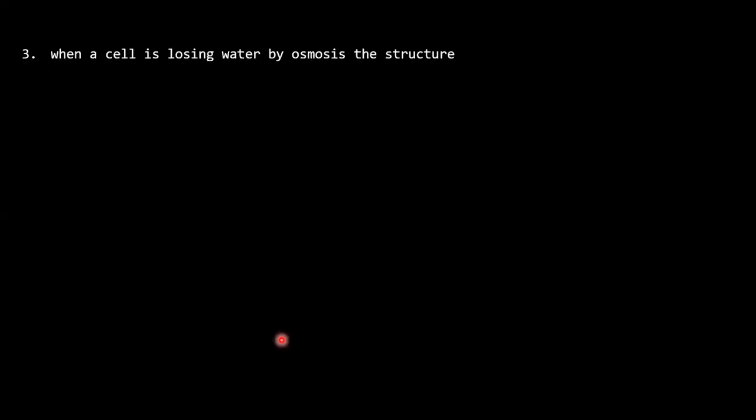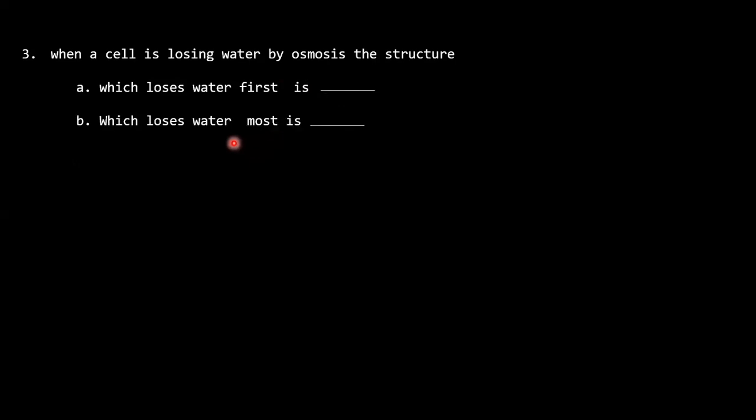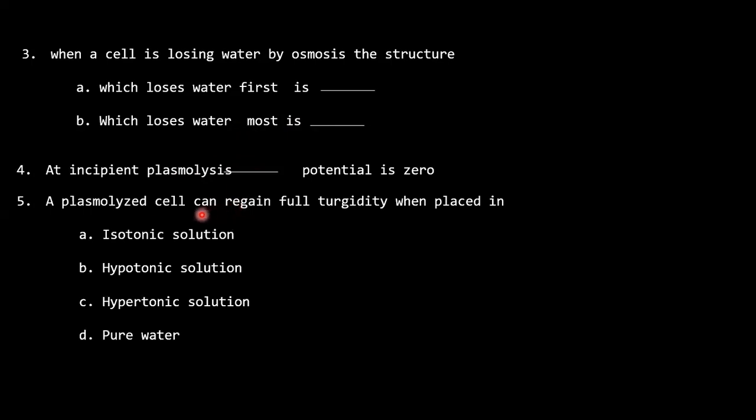When a cell is losing water by osmosis, the structure that loses water first is dash, and the structure which loses most water is dash. At incipient plasmolysis, dash potential is 0. A plasmolyzed cell can regain full turgidity when placed in isotonic solution, hypotonic solution, hypertonic solution, pure water.